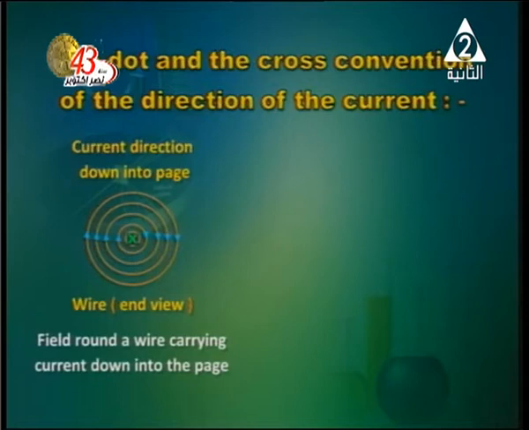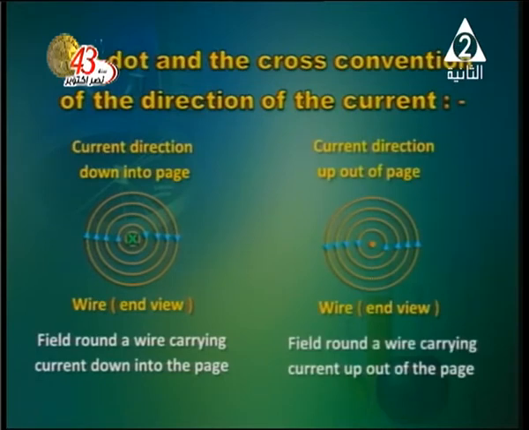This is the convention of X. X means down into. And what about the convention of dot? It means out of. So X means current direction is down into the page or down into the screen, and dot means it is out of the page or out of the screen. Okay?